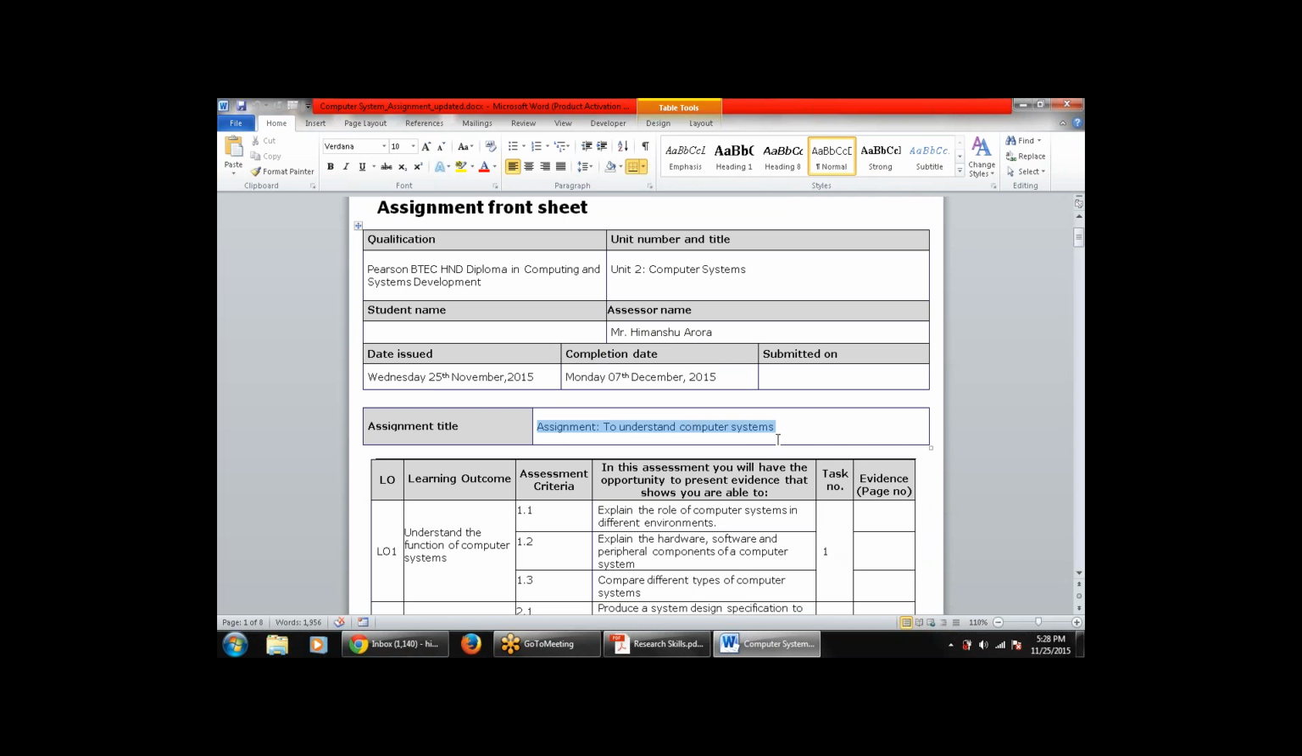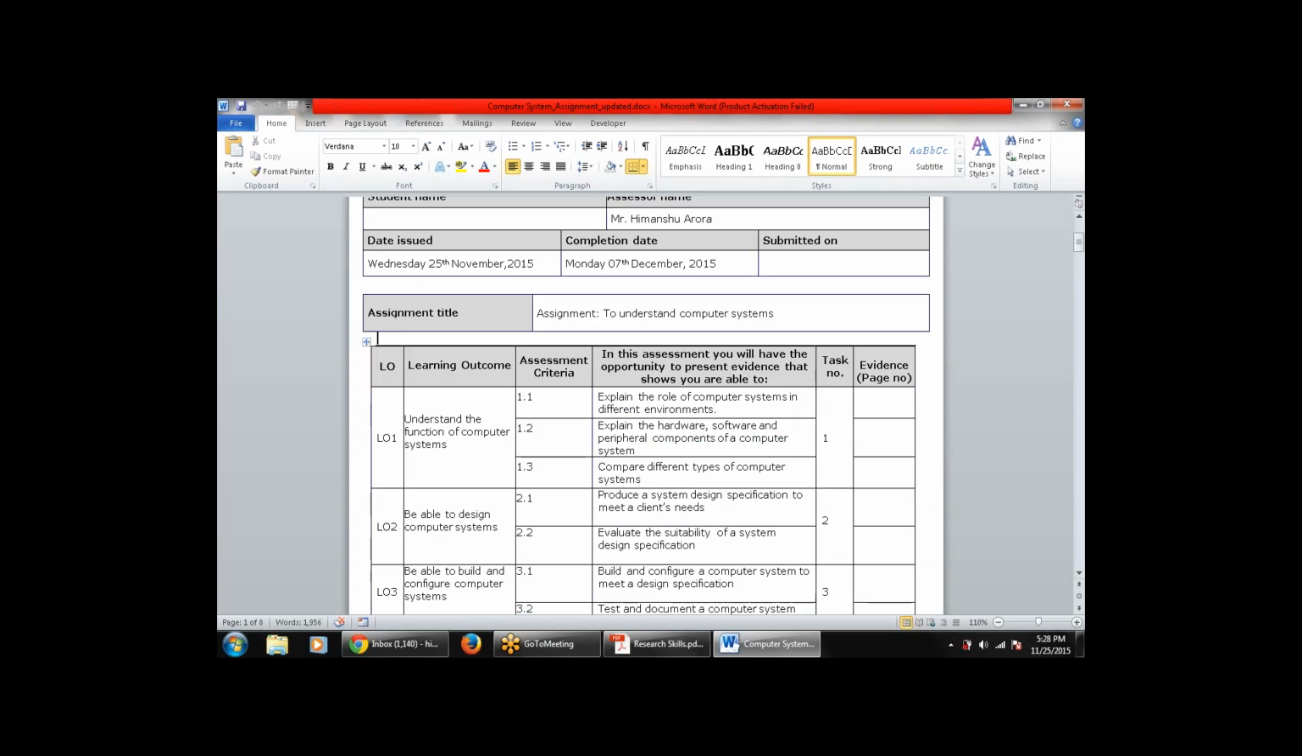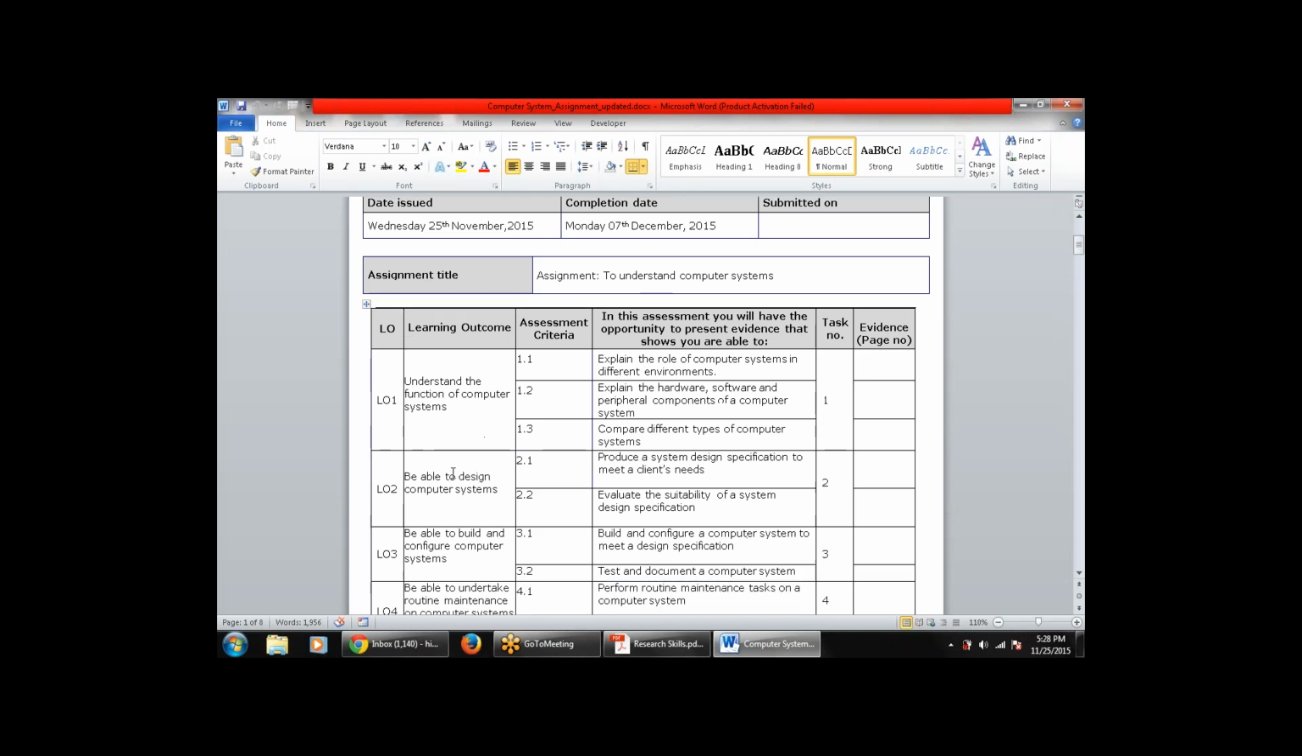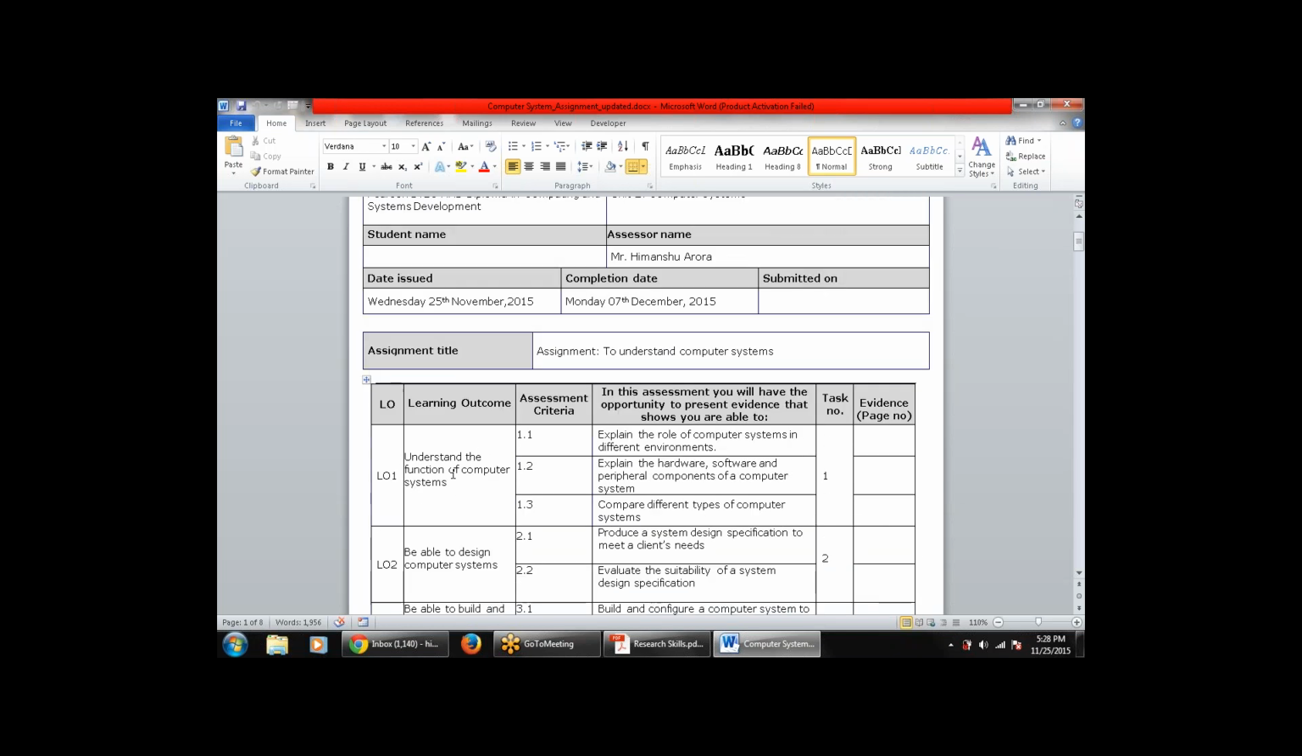Title is to understand the computer system. The main crux is to understand the computer system. Now these are the various learning outcomes, and I have made this assignment fully in object oriented and in the C language. I made 2 assignments, and one assignment will be given to you, one will be given within 2 or 3 days, but in this I have covered all the outcomes, every outcome in this assignment only.